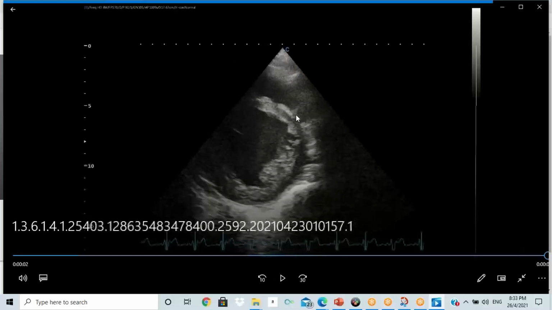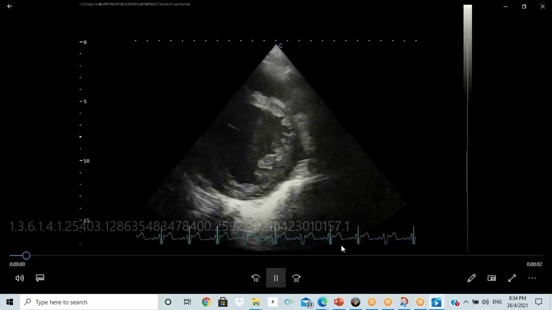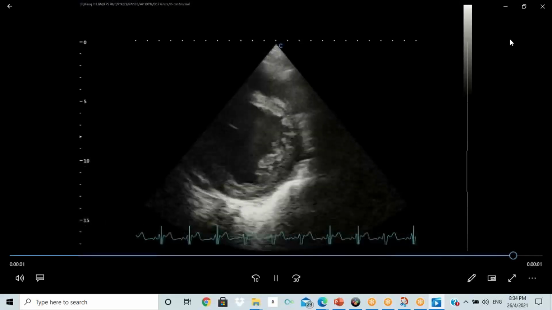So this is the apex. This heart is dilated, and it's not contracting. So this is the apex of the heart. The apex only has four segments: the anterior wall, the inferior wall, the lateral wall, and the septum. Okay, it's the apex, short axis.